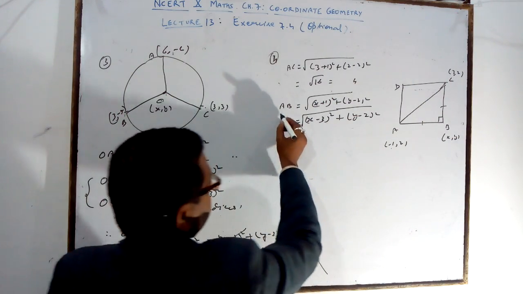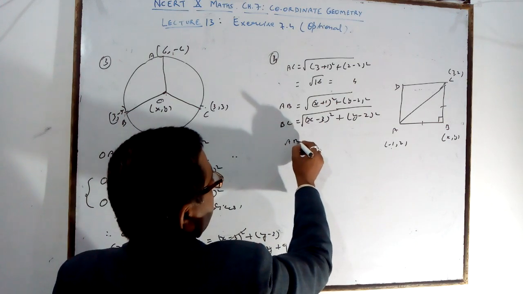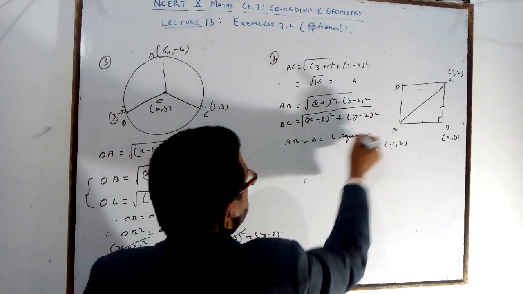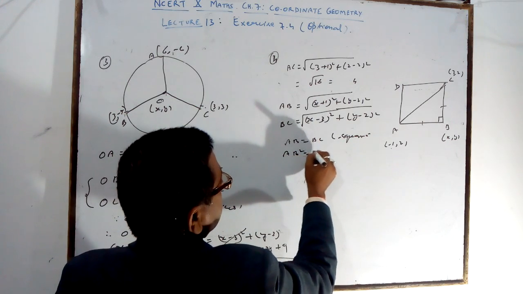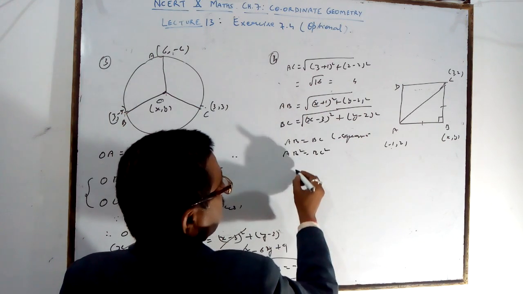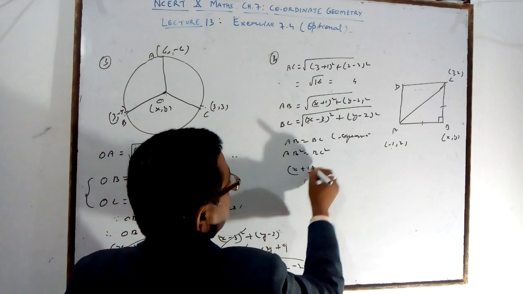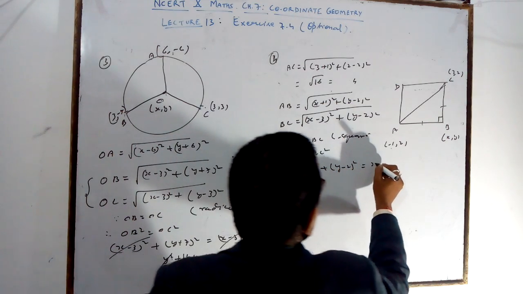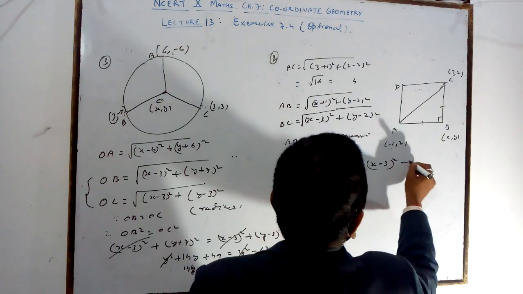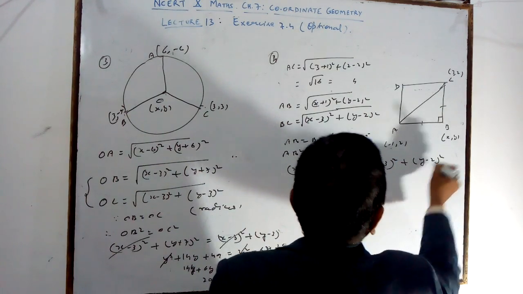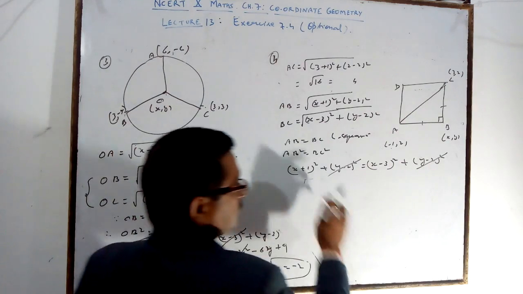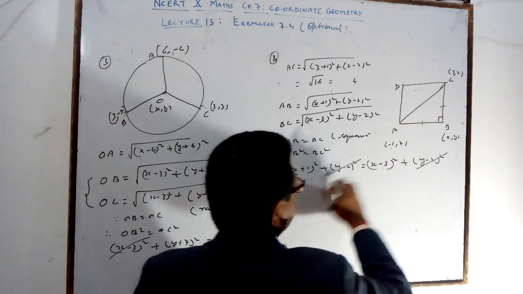So, AB is equal to BC. Why? Because they are sides of a square, so they are equal. So AB square is also equal to BC square, so the square root will be reduced. (x plus 1) whole square plus (y minus 2) whole square is equal to (x minus 3) whole square plus (y minus 2) whole square. The square root is reduced, and this will be cancelled from both sides.